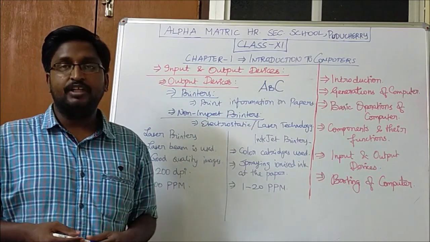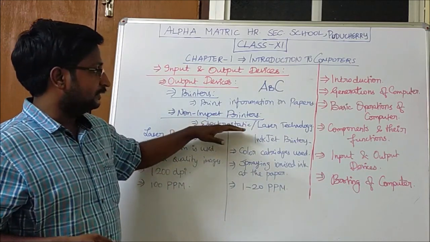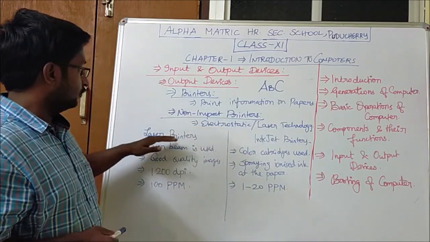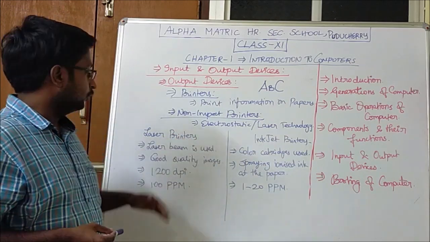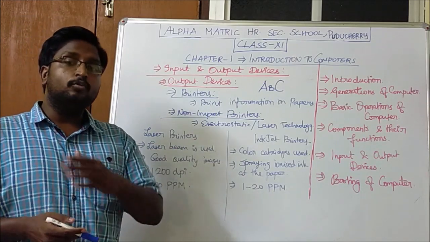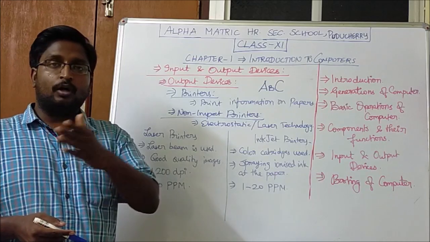So in impact printers we have seen that it uses mechanical pressure to print, whereas here it uses electrostatic or laser technology to print. So there are two types of non-impact printers. One is the laser printer and the other is the inkjet printer. In a laser printer, a laser beam is used. The laser beam is moved across from top to bottom.